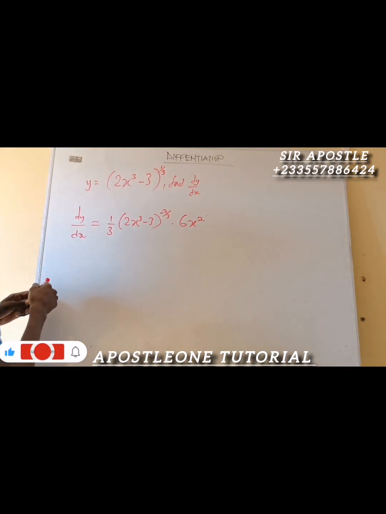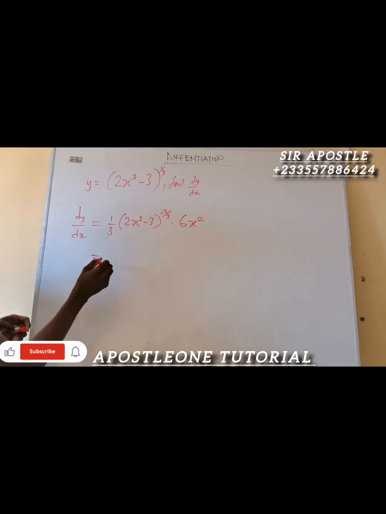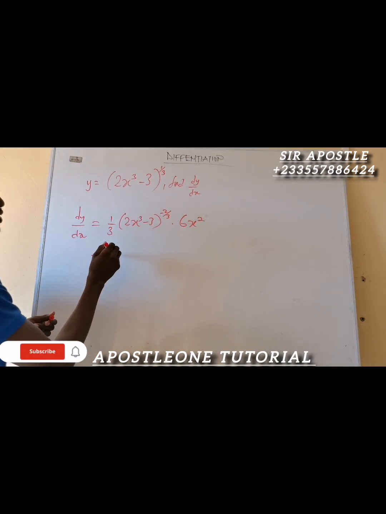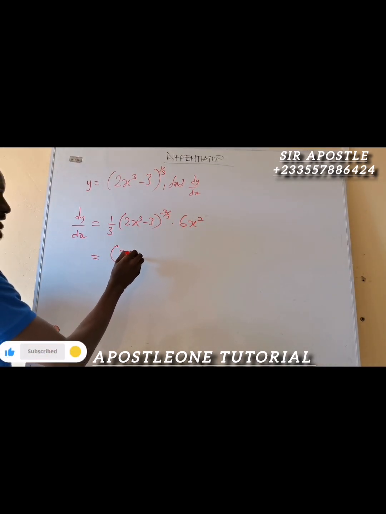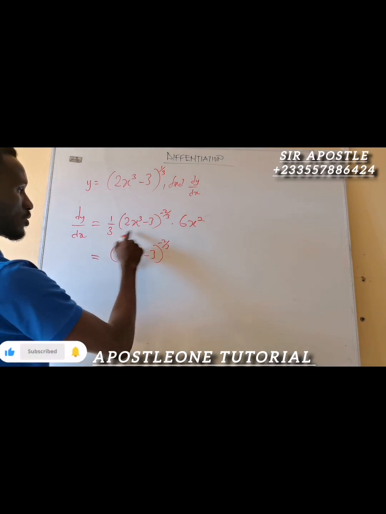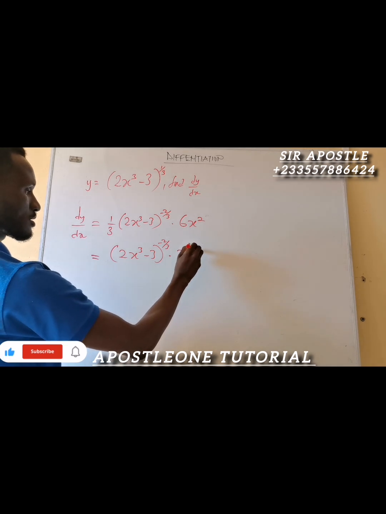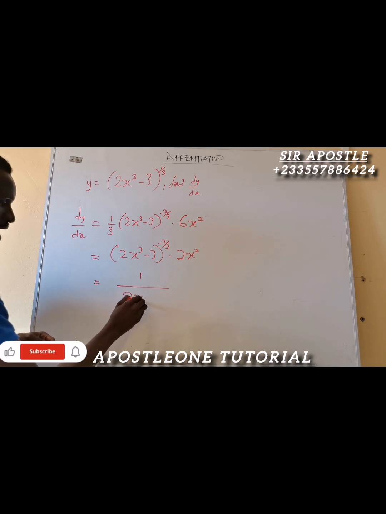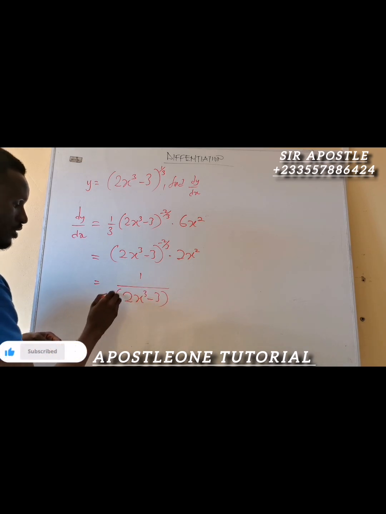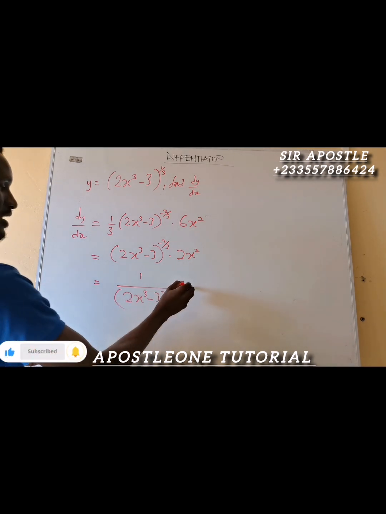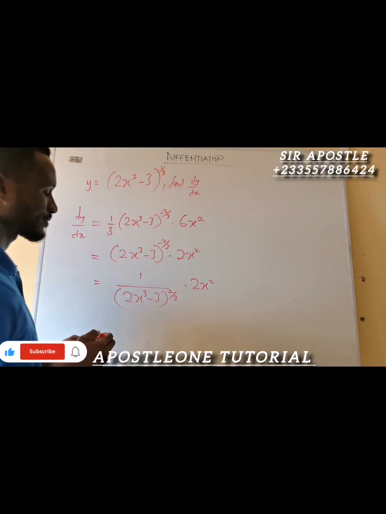Now let me continue. Now 3 can go into 6 how many times? 2 times. So the whole of this one gives us 2x exponent 3 minus 3, minus 2 out of 3. 3 goes into 6 2 times, so 2x squared. Now don't forget that this one is negative, so it's the same as 1 over 2x cubed minus 3 all exponent 2 out of 3. We make it positive. Now times 2x squared.